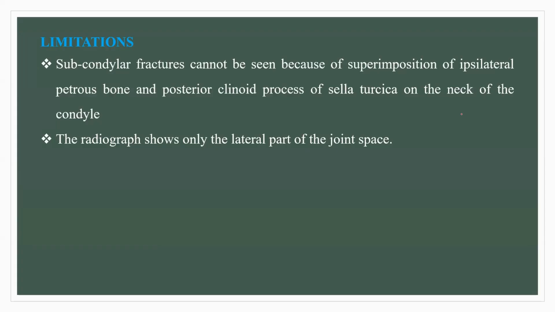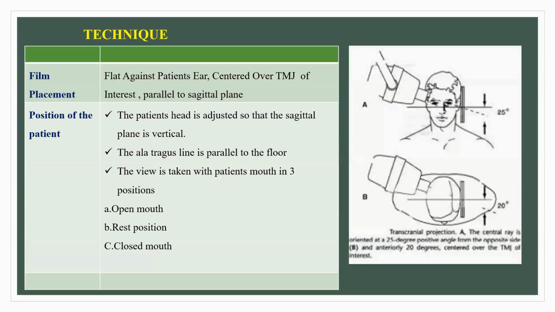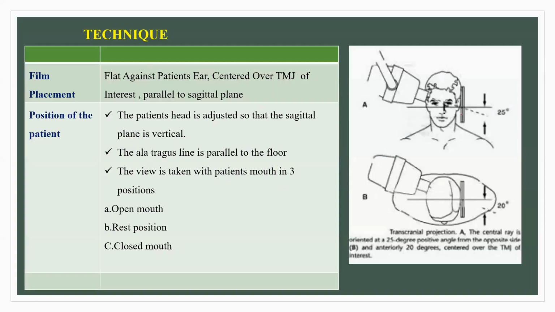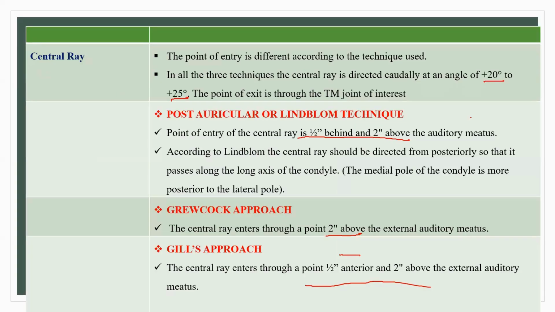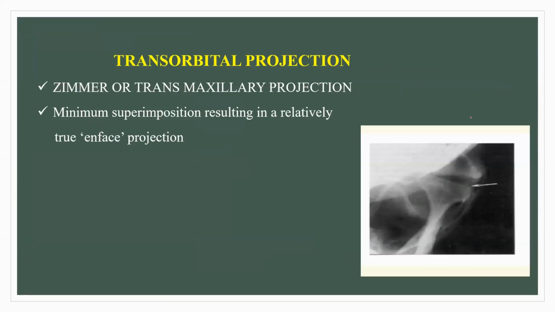These are the limitations. So we can quickly recap. Our central ray is going to come at an angulation of +20 to +25 degree. The cassette is being placed flat against the patient's ear, and we are going to take it in 3 positions: open mouth, rest mouth, and closed mouth position. Central ray is coming at +20 to 25 degree, and we have 3 techniques: Lindbaum, Grieve-Koch, and Gill's approach, according to the point of entry of the central ray. Okay, so that is it about your transcranial projection.